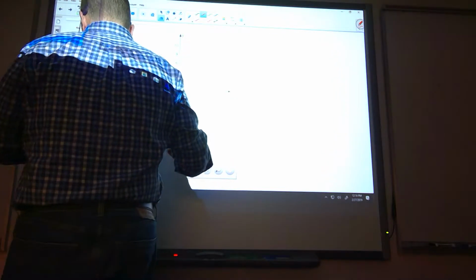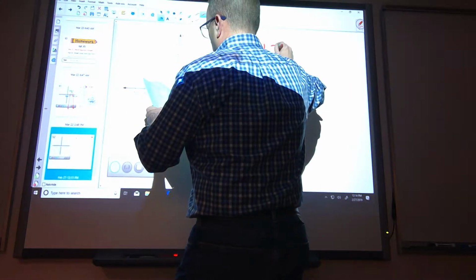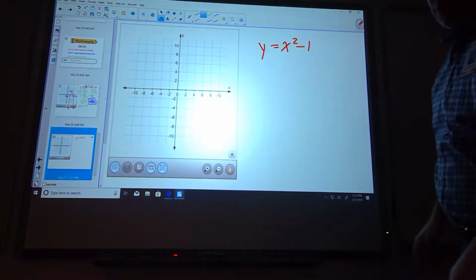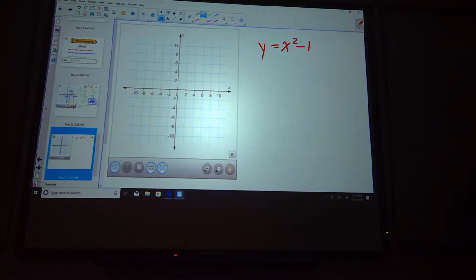What page? y equals x squared minus 1. Okay. First off, does it open up or down? Up. Opens up. Are we missing a value? And if so, is it a, b, or c that we're missing? b. We're missing the b value, agreed? We don't have the x term.